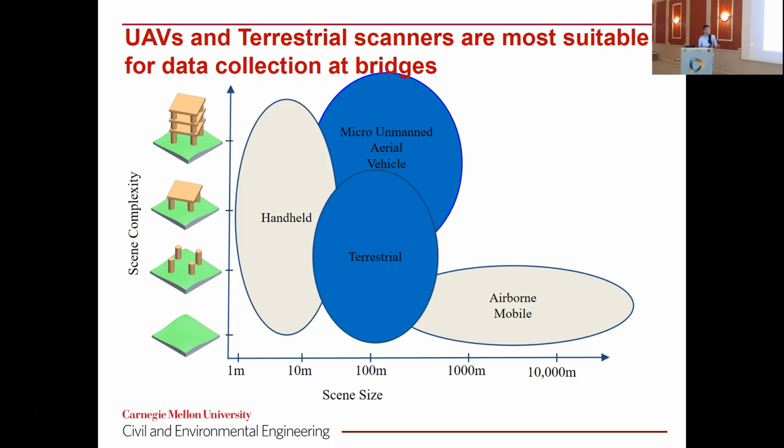For the structure of focus of this research project, bridges, the medium scene size scanning alternatives are very optimal. These alternatives include terrestrial scanners and micro UAV mounted scanners. Terrestrial scanning, compared to micro UAVs, is limited to a smaller scene complexity due to the number of points at which the scanners have to be installed and at which they must take 3D scans, while micro UAVs can be applied to scenes of higher complexities.